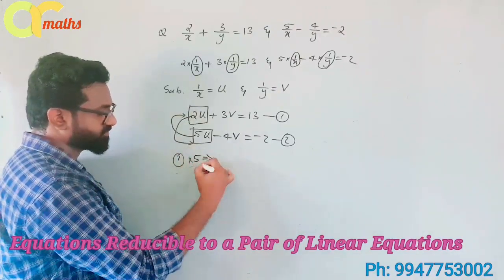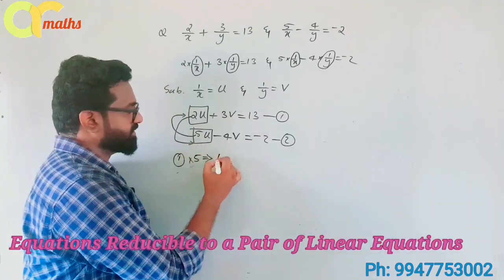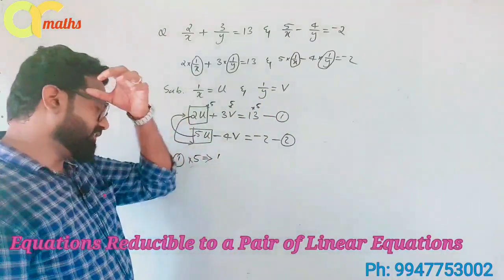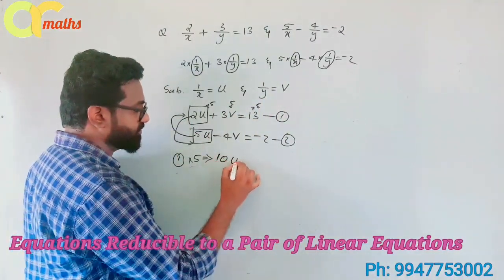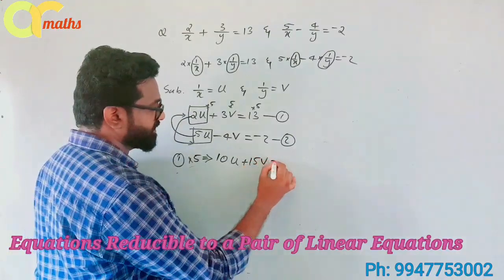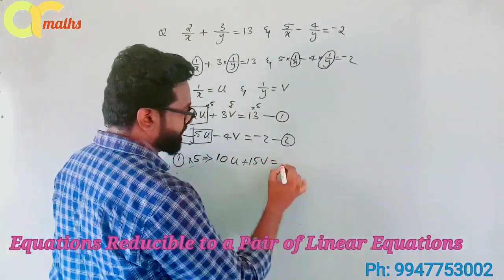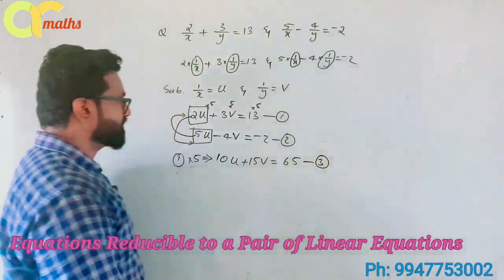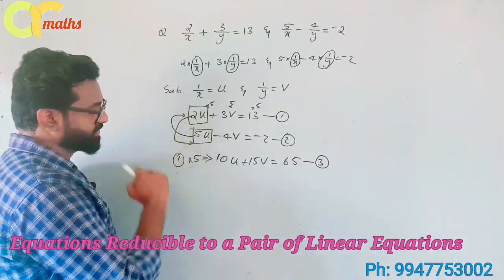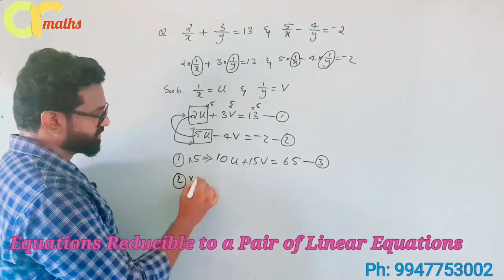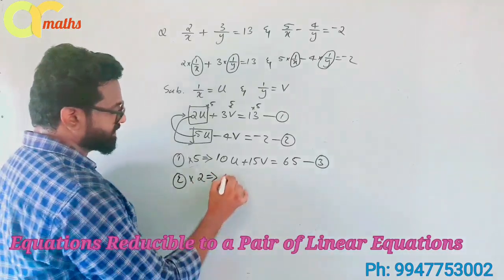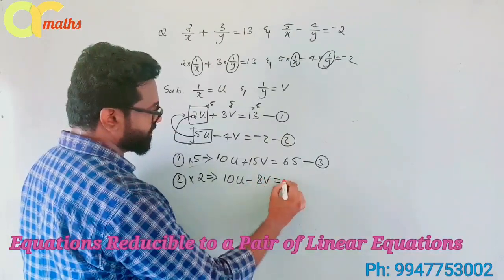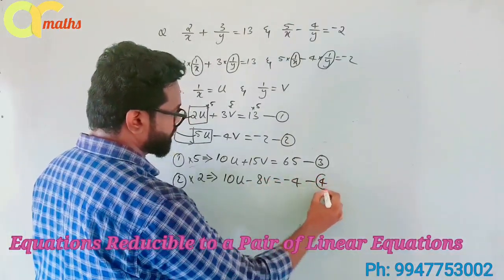That is 10, here 5 into 5, here into 5, here into 5. What is the answer? 10u plus 15v equal to 5 into 13, that is 65. You got the third equation. Next, these two multiplied here, second equation. So equation 2 into 2, what is the answer? 10u minus 8v equal to minus 4. You got the fourth equation.